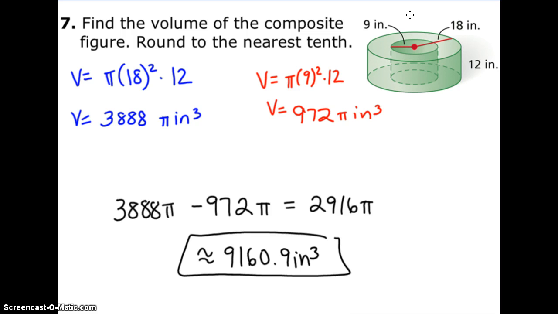Alright, so what you see here in blue is the volume of the larger cylinder, and then what you see in red is the volume of the smaller cylinder. In black, you'll see where I have subtracted the two volumes, and I've got 2,916 pi inches cubed, and then if I were to round it to the nearest tenth as the direction says, it would be 9,160.9 inches cubed.